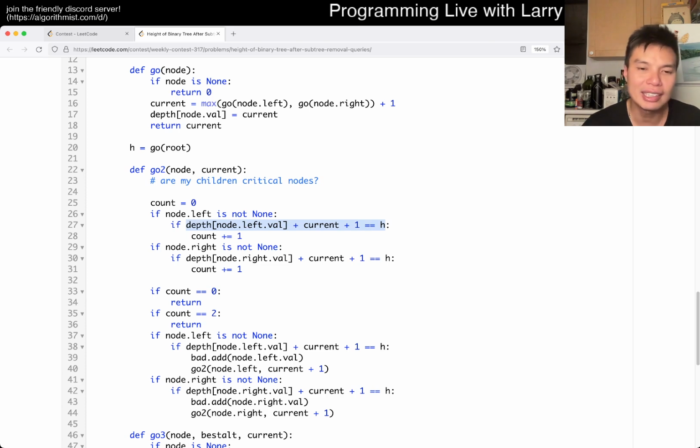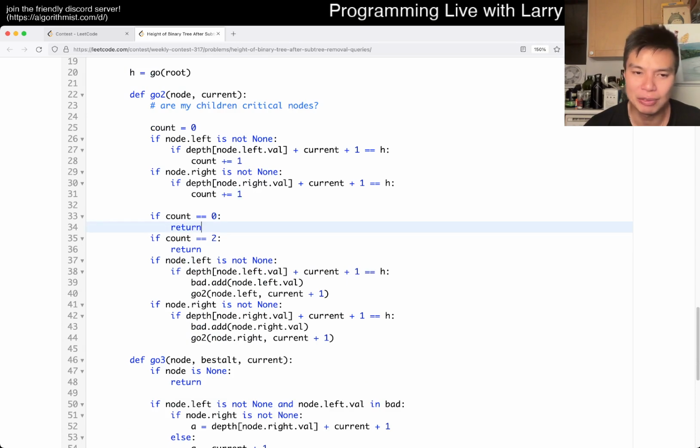If it is, then the depth plus the current. So the confusing thing is that the current is actually the depth, and this depth is the height. So my fault, like I said, contest code, I wasn't really thinking that much. Yeah, and +1 for the current node. So if this is equal to the height, that means that this is a possible critical path. We also do the same for the right. So if it's right again, then we are at a critical number of count.